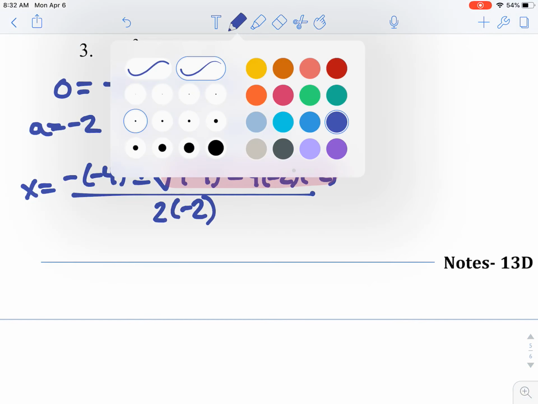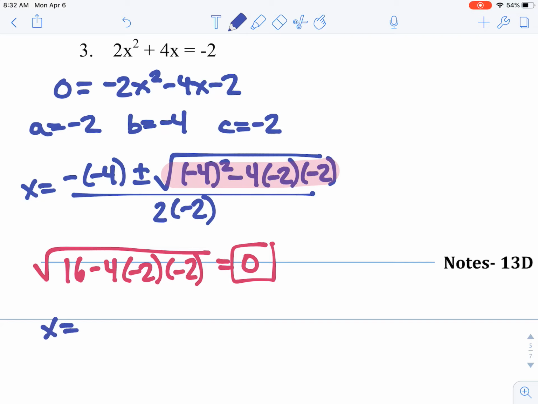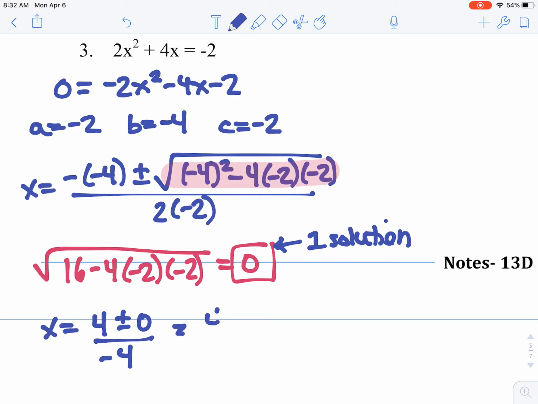We are going to do what's underneath the square root sign first. So we have the square root of 16 minus 4 times negative 2 times negative 2, and we get that to equal 0. So now I'm going to rewrite my quadratic. I have 4 plus or minus 0, divided by negative 4. And remember, when this is 0, we get one solution, which equals 4 divided by negative 4, which equals negative 1.